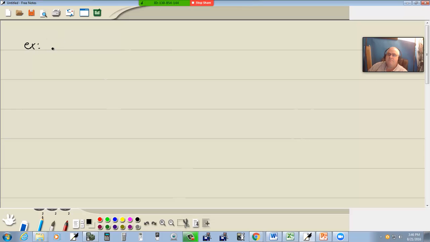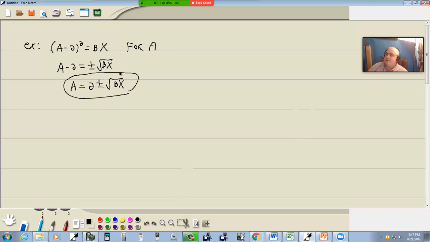If I have (a minus 2) squared is equal to bx, I'm solving that for a, for example. Well, a is trapped inside the parentheses here, so I can use the square root property. It says if you got something squared equals something else, you drop your squared and you put a plus or minus square root on the other side. Then to get a by itself, we take negative 2 over. So we got a is equal to 2 plus or minus square root of bx. And that would be our answer.